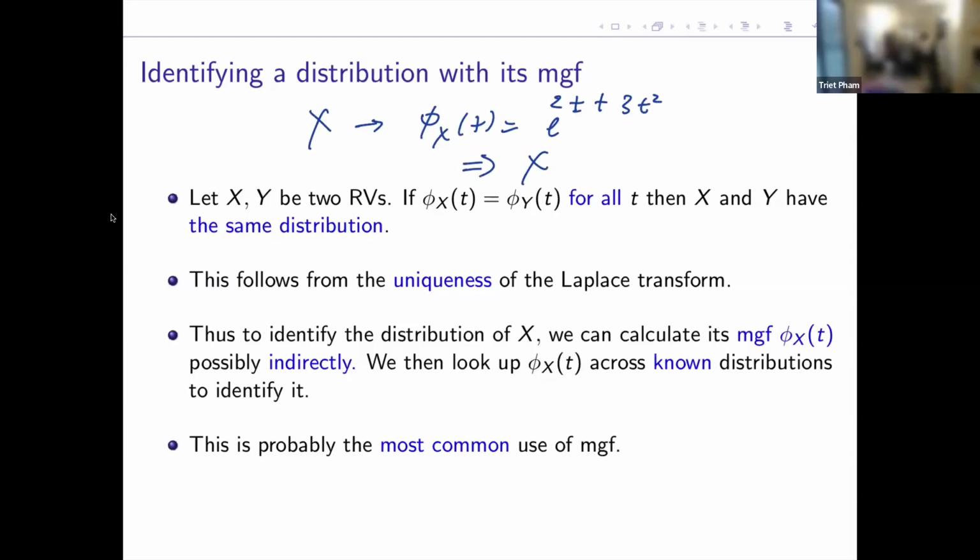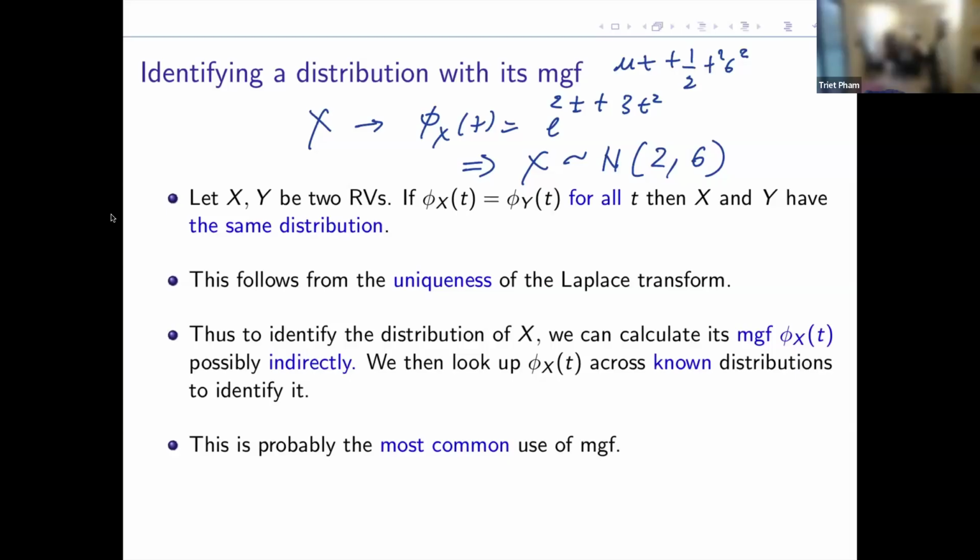The answer is it must be a normal. With what kind of mean and what kind of variance? The mean is 2, and the variance is 6 because it's mu t plus one half t squared sigma squared. So sigma squared is 6. Again, notice that's a variance, so the standard deviation is square root of 6. Okay, so that's the point.